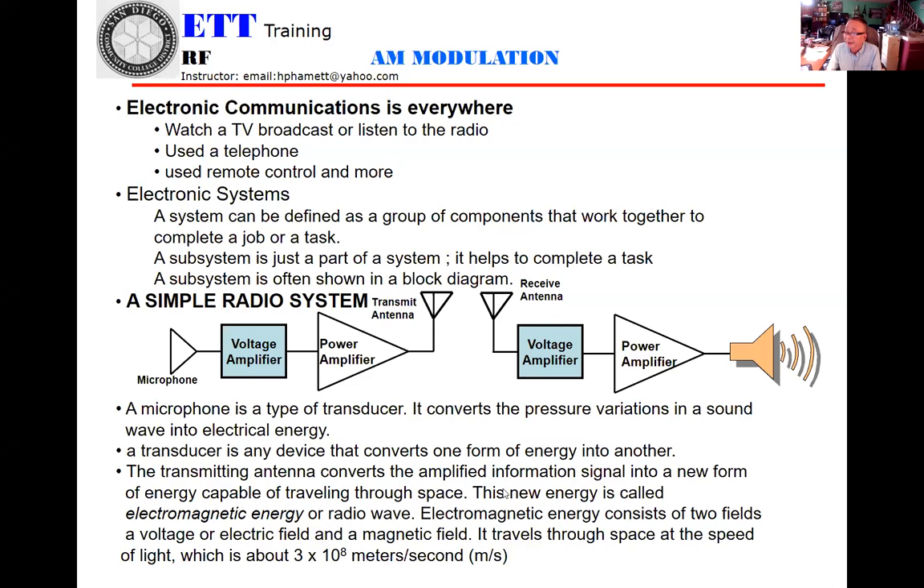This new energy is electromagnetic energy, or radio wave. Okay, so basically the antenna here just converts one energy to the radio wave. Electromagnetic energy consists of two fields, a voltage or electric field and a magnetic field. It travels through space at the speed of light, about 3 times 10 to the power of 8 meters per second.